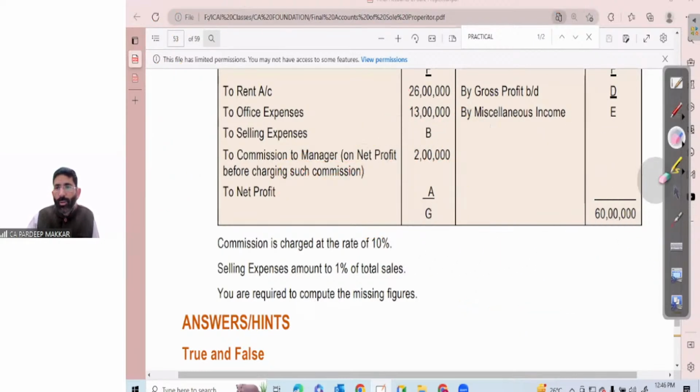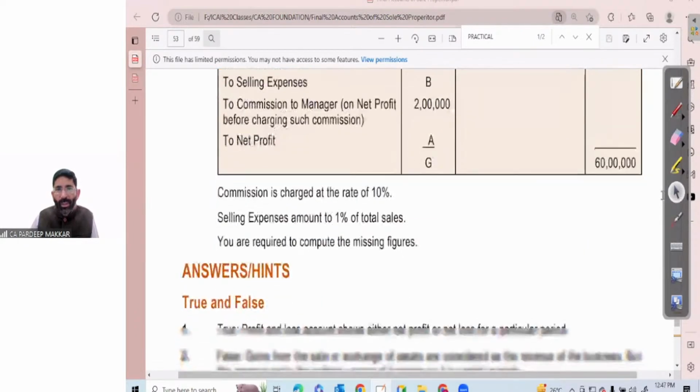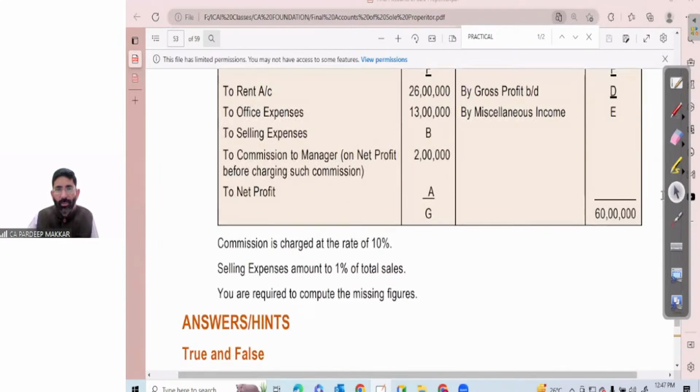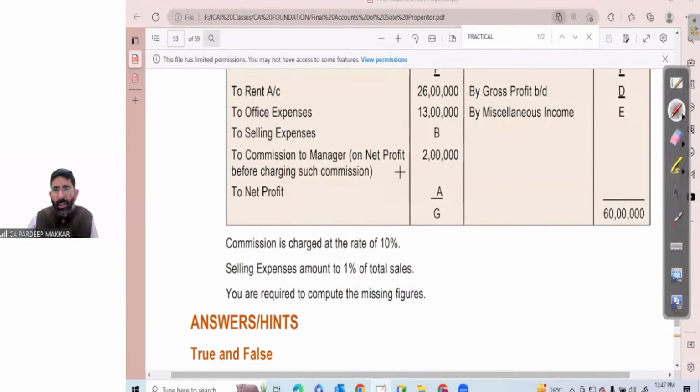I may note it down here once again because the visibility was not good, so I am noting it down again for you here. You may see here that this is 10%. If you see here, it is 10% beta. 10% of what? Of NP.